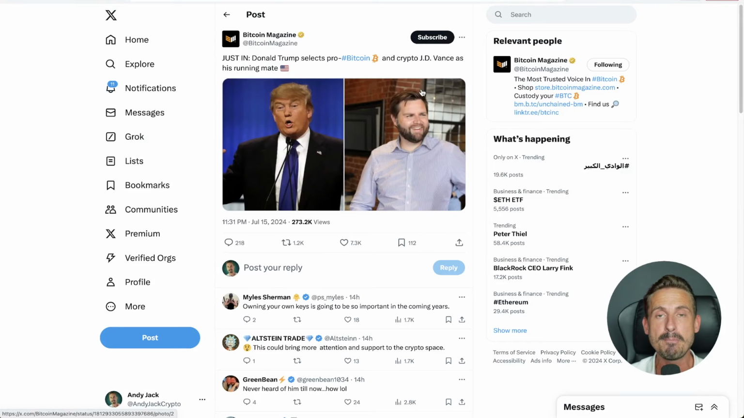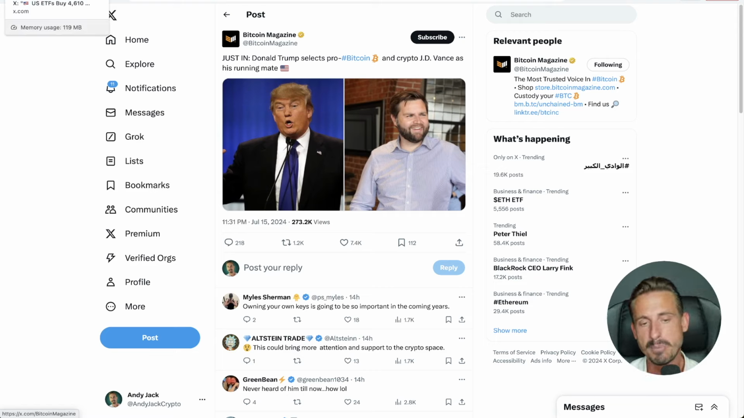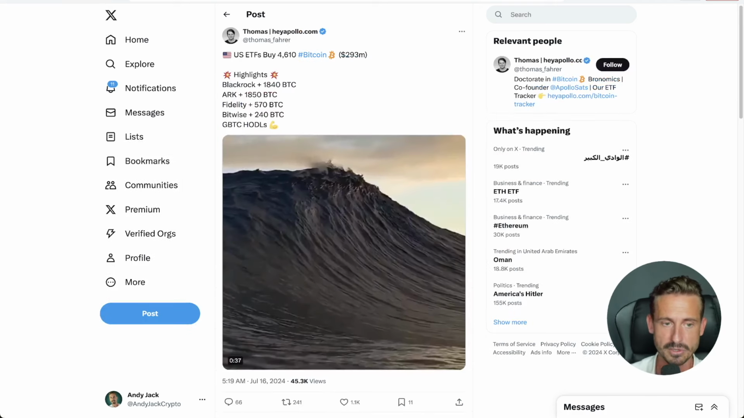Let's go right away with some macro bullish news. We have Donald Trump selecting pro-Bitcoin and crypto JD Vance as his running mate, vice president. This is extremely bullish. Donald Trump is likely to be elected president, and we have his vice president being a massive bull for Bitcoin and cryptocurrencies.